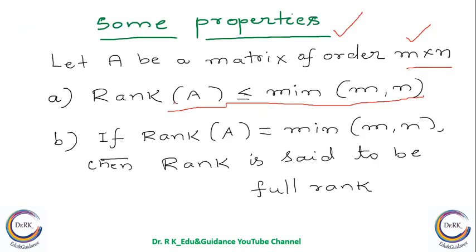So the rank of a matrix is at most the minimum of 3 comma 4 in the previous example. The maximum value that rank takes for this matrix is 3 only. Then it comes down to 2, then to 1. If rank of A equals the minimum of m comma n, whereas here it is less than or equal to, then we call that rank the full rank. In the previous case, 3 by 4 is the order of the matrix; if rank equals 3, then we call 3 the full rank of the matrix A.